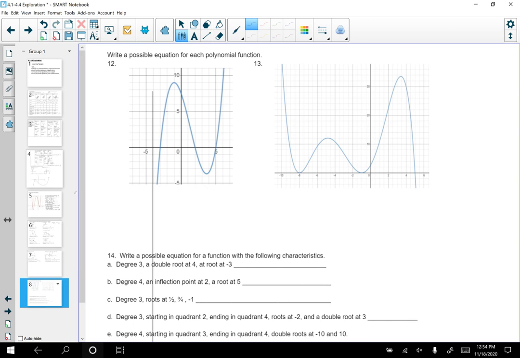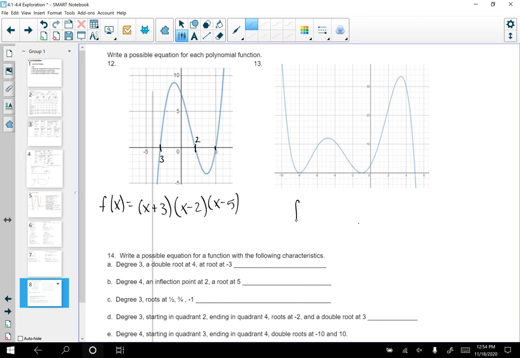Okay. And then number 12, write a possible equation for each polynomial function. Well, this will be 1, 2, 3, right? 3rd degree. So we have f of x equals, now what are my x-intercepts? -1, 2, 3. So I can do x plus 3. That gives me an x-intercept at x equals -3. I can do x minus 2 and x minus 5. And those came from my x-intercepts, okay?